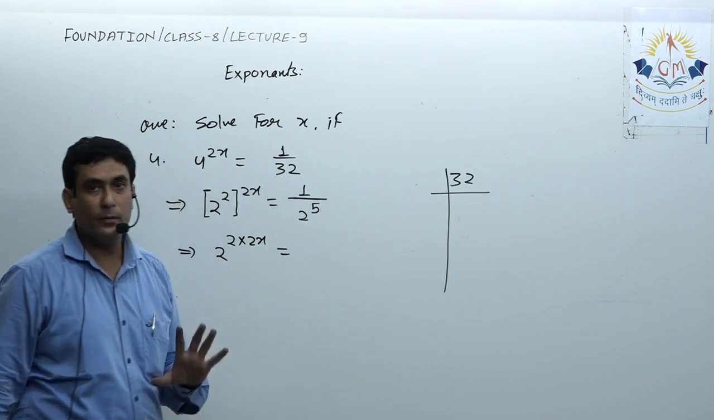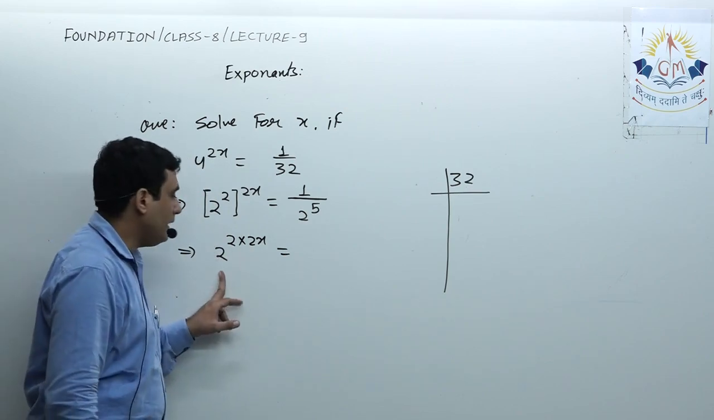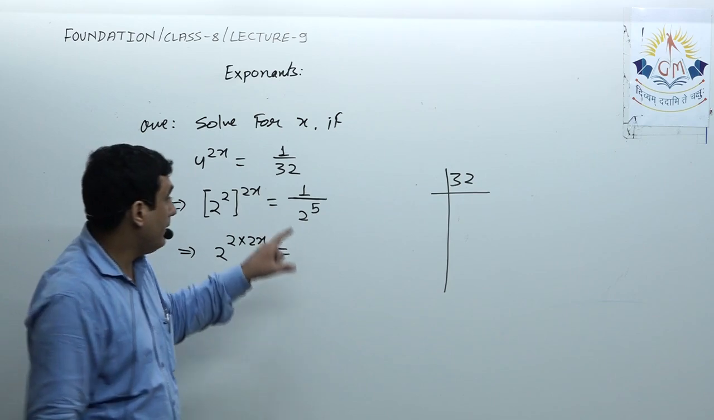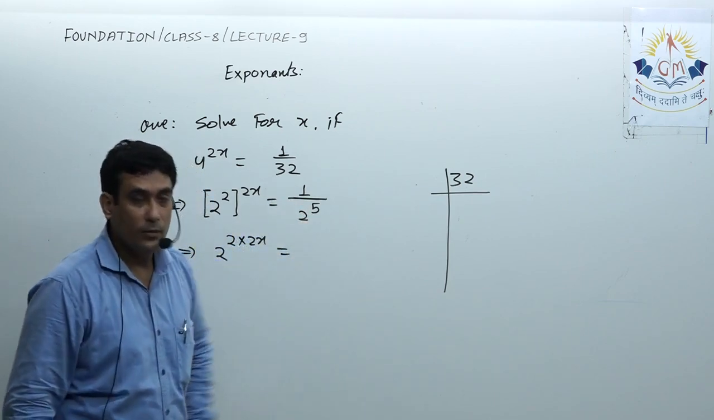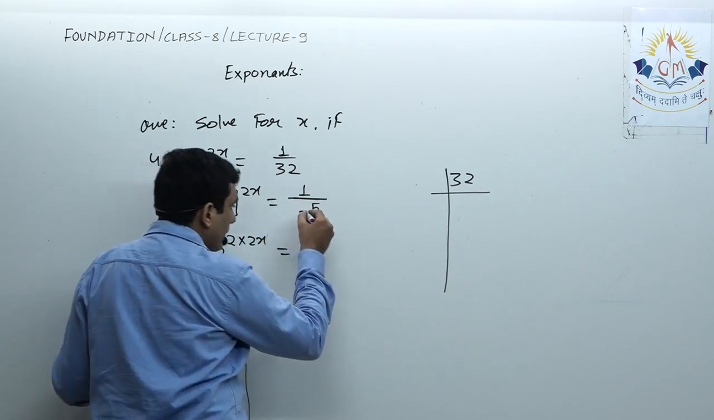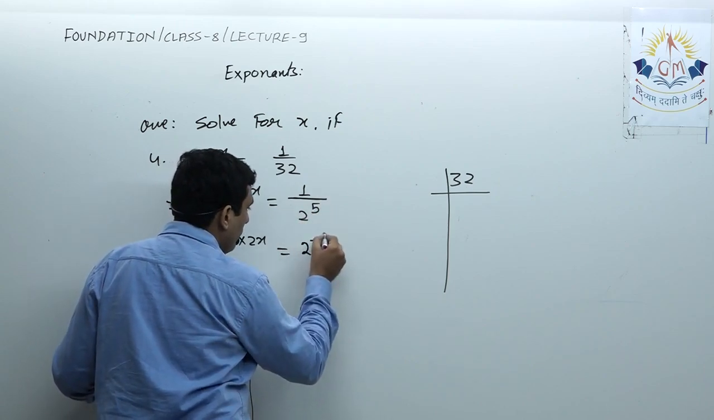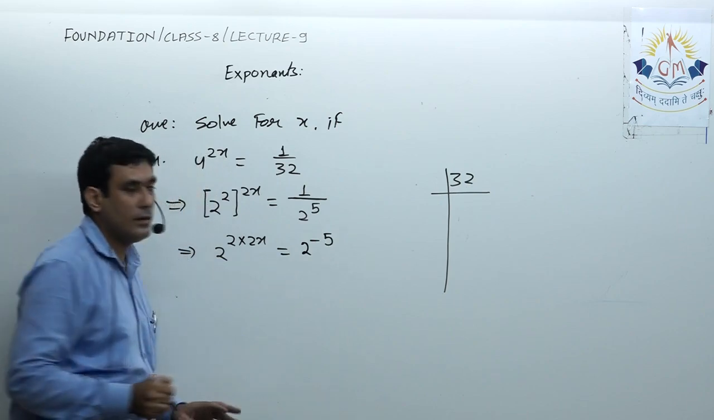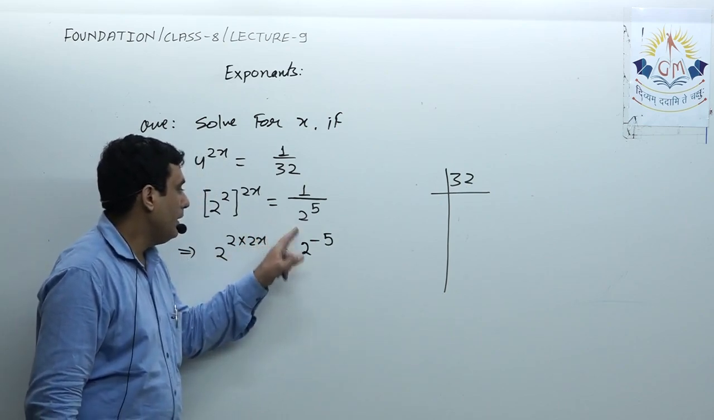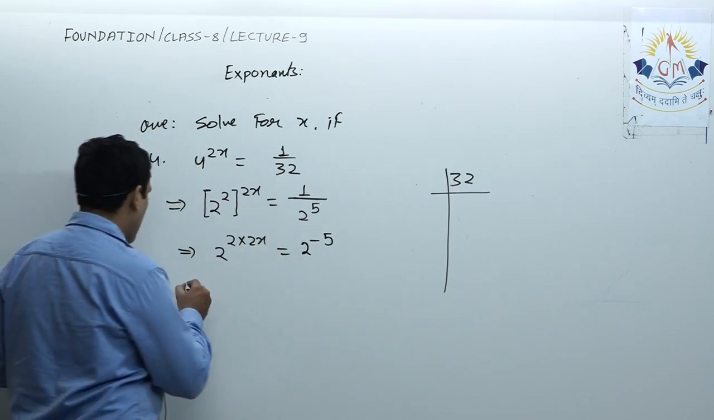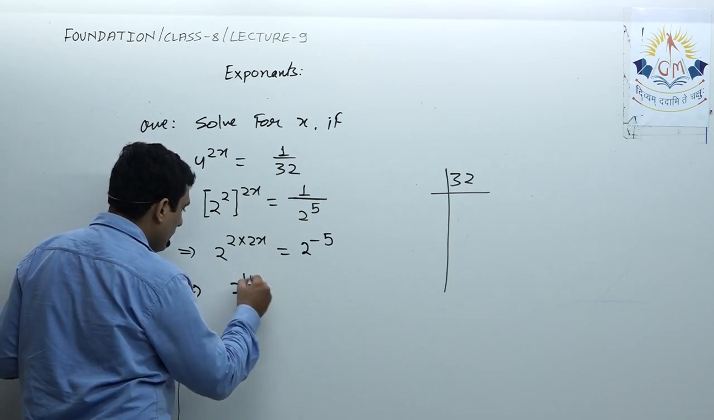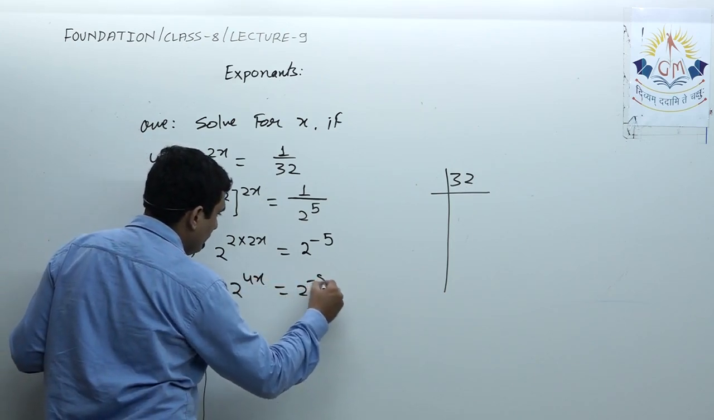And over here, as I told you, bases must be same. On the left side base is 2, on the right side it is 1 upon 2 raised to 5. So now I can take this denominator in the numerator, and by doing so I have to change the sign of the exponent. Okay, now I can say bases on both the sides are equal.